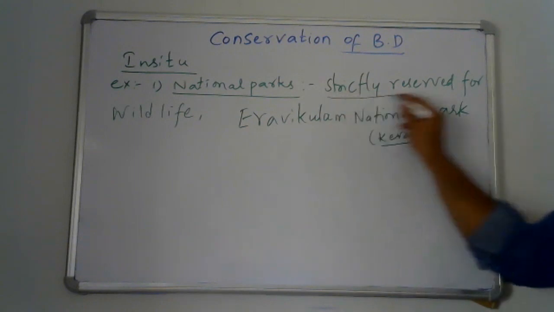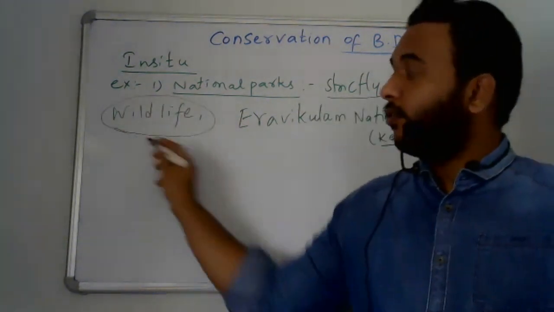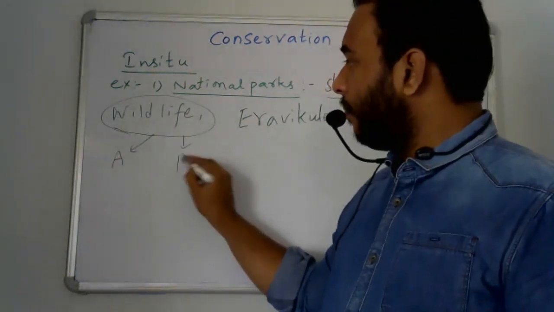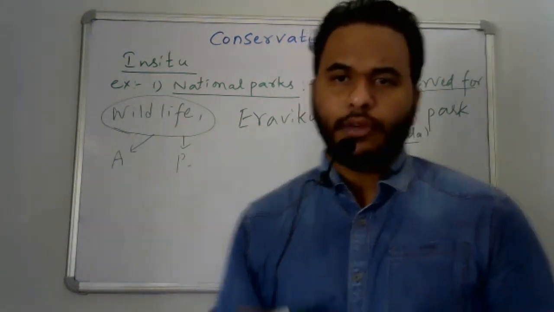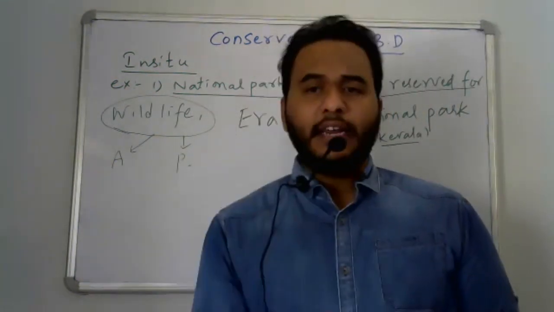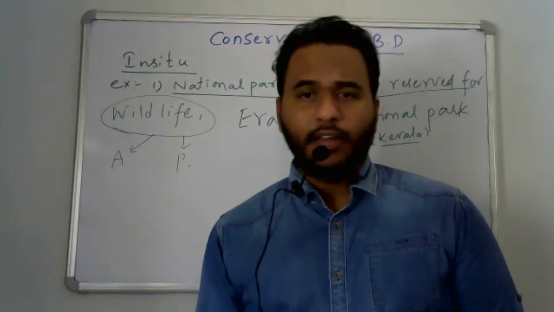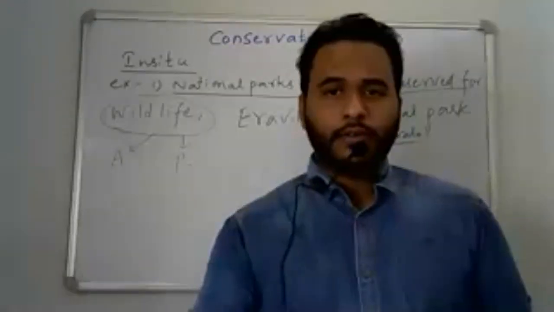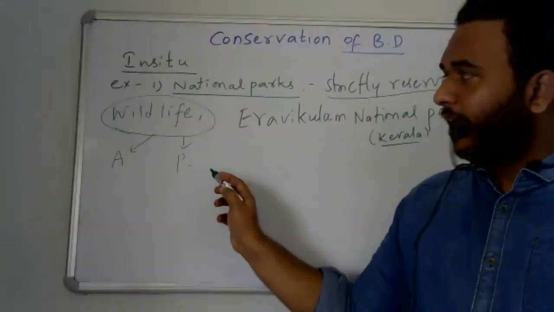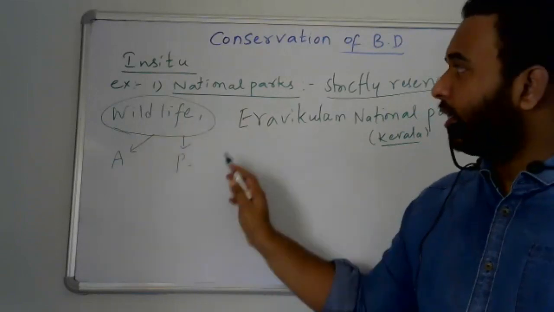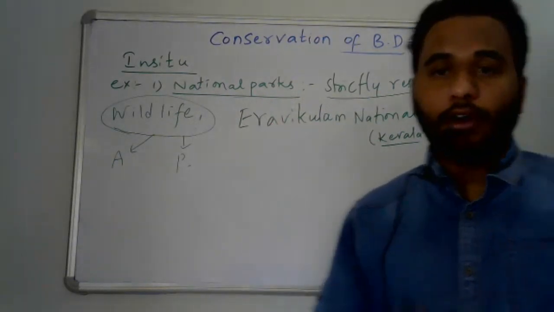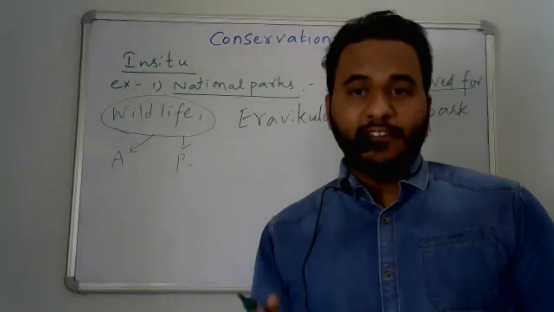So it is strictly reserved for the wildlife. This wildlife includes animals and plants, both. Wildlife means not only animals, like tigers; every animal in the forest comes under wildlife. Even a small monkey or a small insect which belongs to the forest comes under wildlife. So all animals and plants present in the forest are considered wildlife, and national parks are a kind of in-situ conservation.